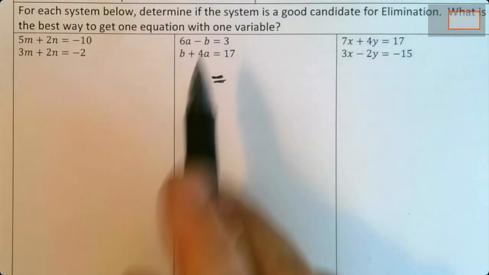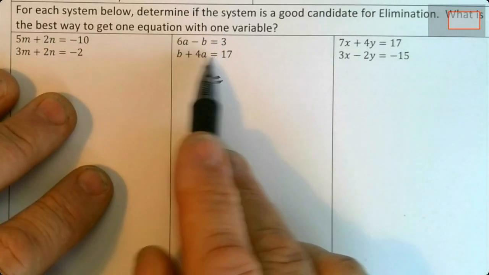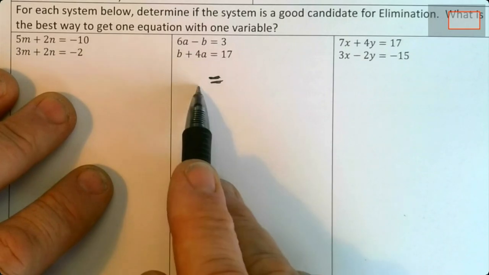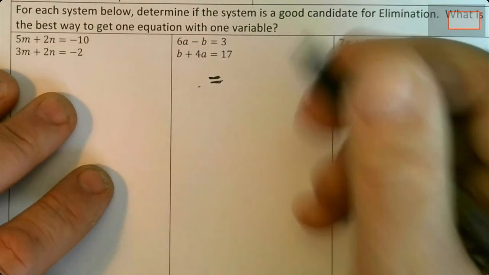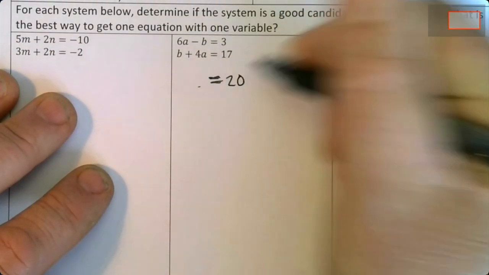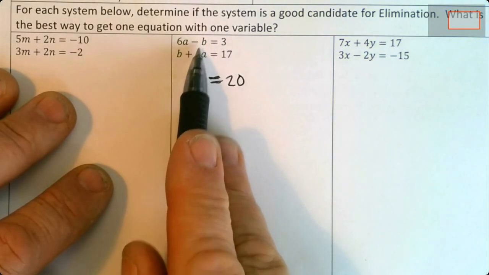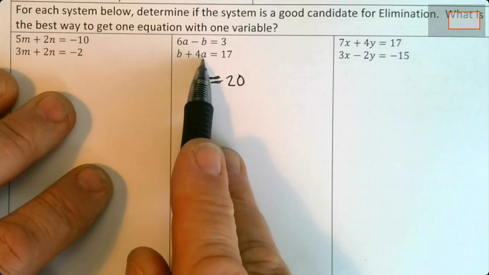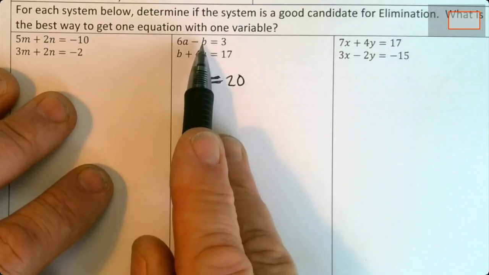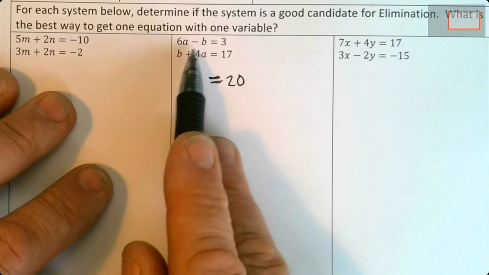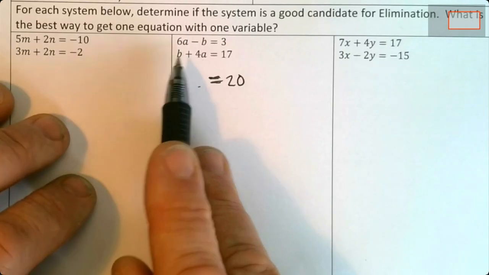I'm taking some equal things from the top equation, and I'm adding some equal things from the bottom equation. I'm getting equal things. Over here, when I add these two things, 3 and 17, I get the number 20. And on the right-hand side, when I add 6a minus b plus b plus 4a, notice I've got a negative b and a positive b, so those combine to become 0. So b just got eliminated, and I'm left with 10a.